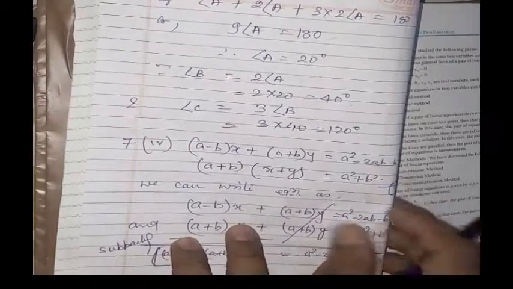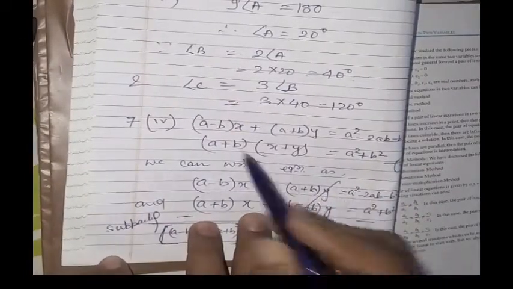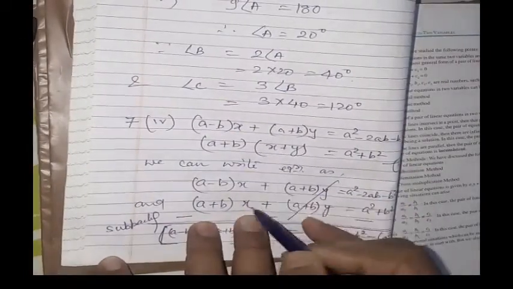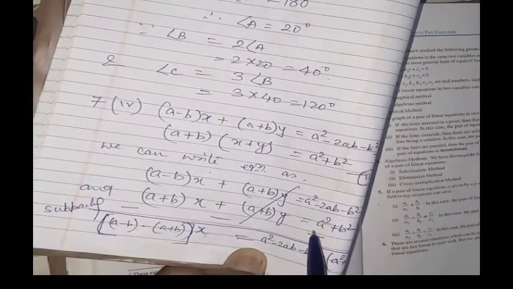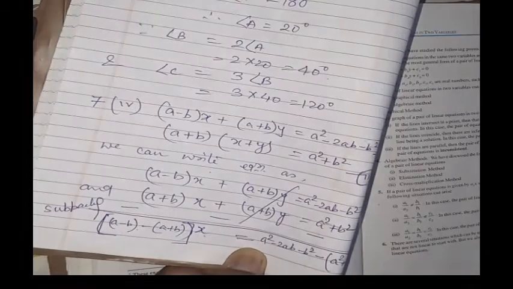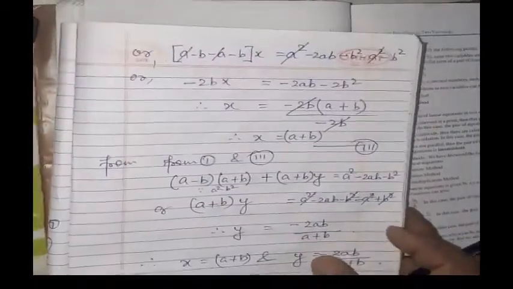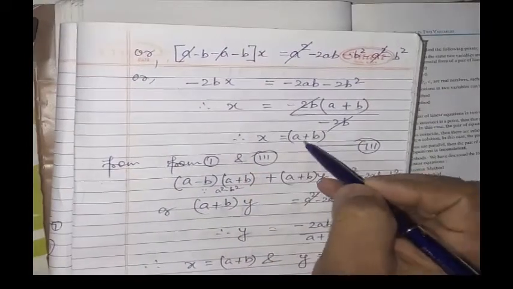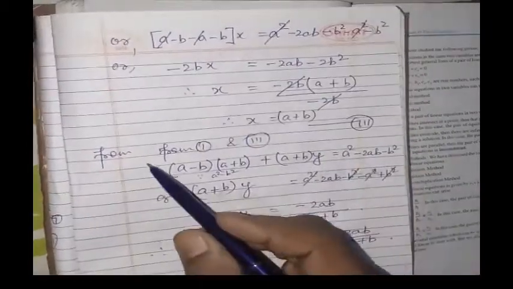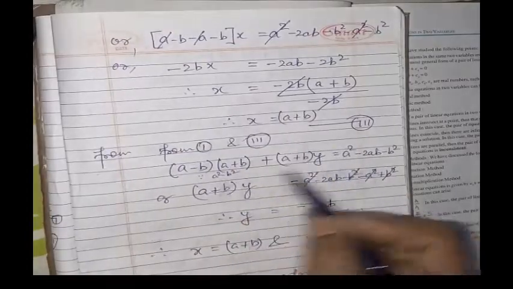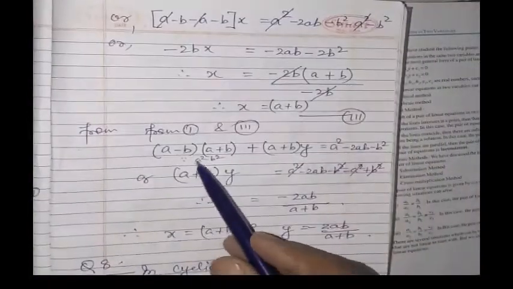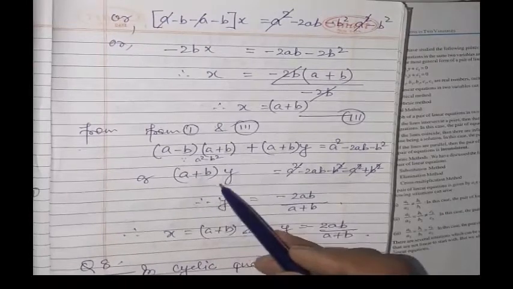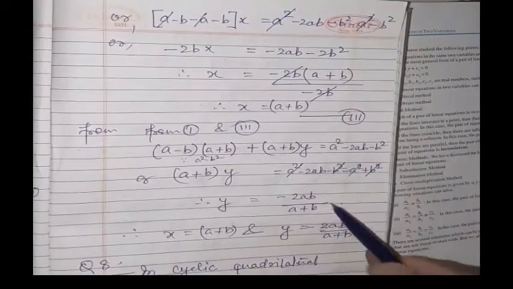We can write this equation the same way, with a plus b multiplied by y equal to a square minus 2ab minus b square minus a square minus b square. So you will get x is equal to a plus b. From equations 1 and 3, what do you get? (a minus b)(a plus b) plus (a plus b)y is equal to this. So what you got is a square minus b square. Subtract that side, and this is your answer.